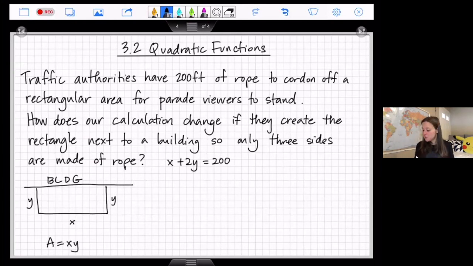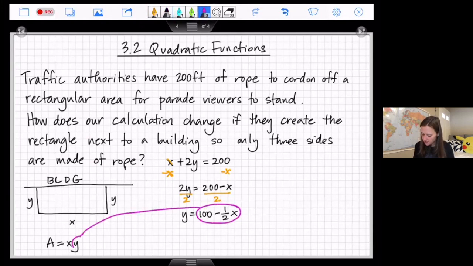All right, I am still going to solve this for Y so I can replace the Y in the equation. So I'm going to subtract X from both sides. And I get 2Y equals 200 minus X. This is slightly less pretty than the last one. When I divide by 2, I'm still going to get 100, but I'm going to have X over 2 or 1/2 X. And that's what I'm going to plug into my equation. So I'm going to take my 100 minus 1/2 X and plug it in for Y. So my area equation becomes X times Y, which is 100 minus 1/2 X.